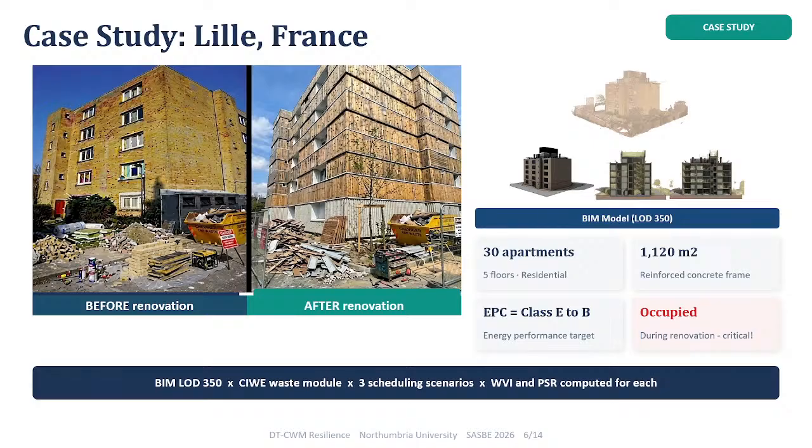We tested our framework using a real residential building with 30 apartments, 5 floors, and 1,120 square meters, and the building was occupied during the renovation activities. We developed a BIM model with a level of detail 350, and we developed a circular intelligent waste engine module to apply our approach. And we ran 3 scenarios to quantify the Waste Volatility Index and the Peak Stress Ratio.